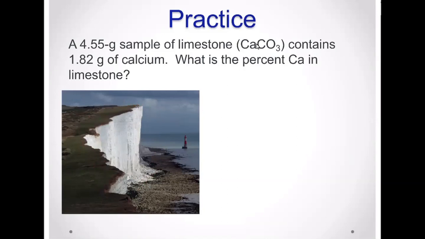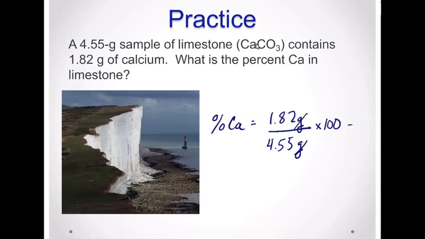Okay, let's do the problem. It's asking for the percent of calcium. What's the mass of the calcium? 1.82 grams. What's the mass of our sample? 4.55 grams, times 100. Grams cancel. And that turns out to be, actually I didn't calculate this yet, 40%. So 40.0% calcium.